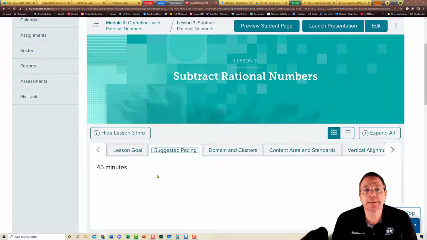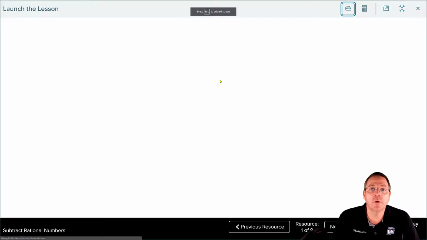Suggested pacing says this is a one-day lesson, so buckle up and let's get busy. We're going to blow through this so you have homework to do at the end of this lesson today.